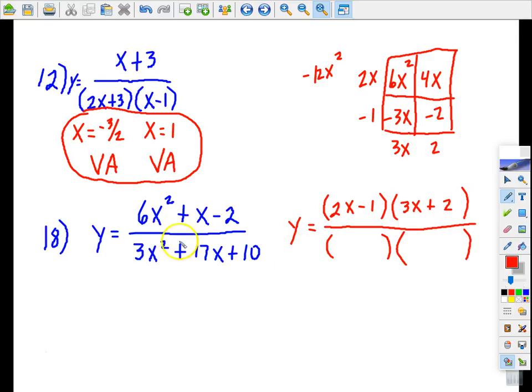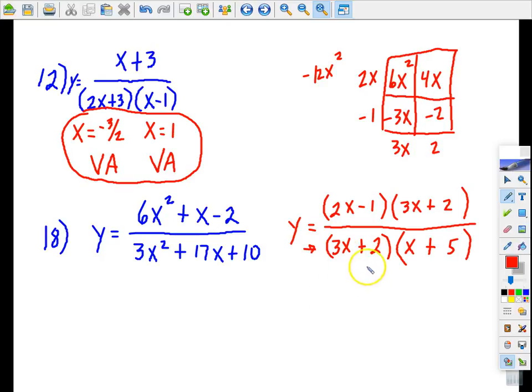Okay, now let's think about factoring the denominator. Well, in this case, when there's really only one option, for 3x squared our only choice is 3x times x, then I'm not going to bother with the box method. I just have to make sure I put the factors of 10 in the right place so that I'll get 17x in the middle. Well, this would make 15x on the outside, which means that this must be 2x in the middle.